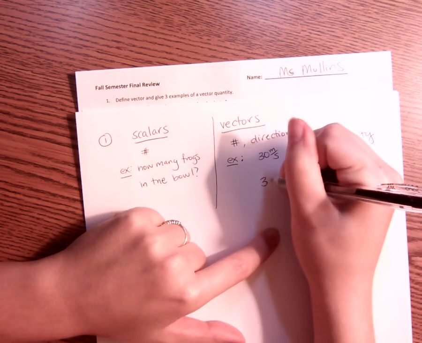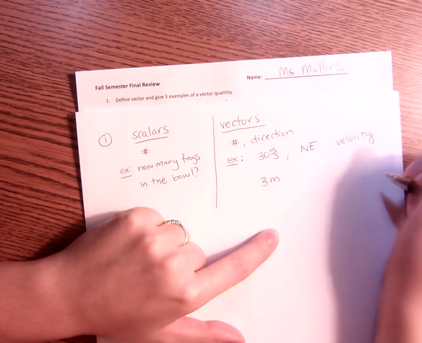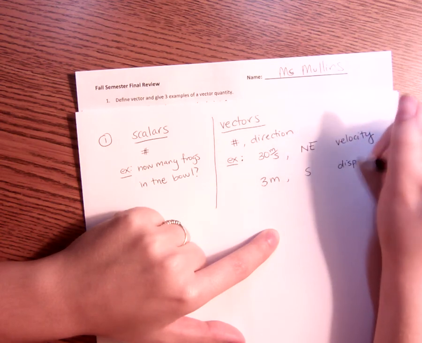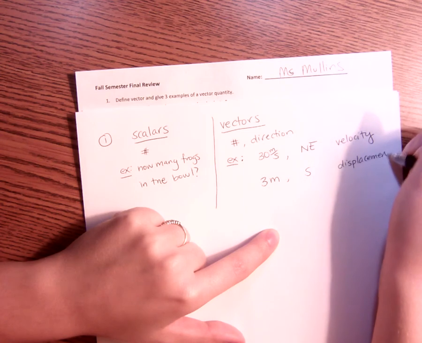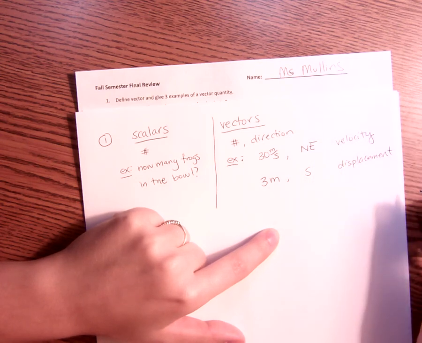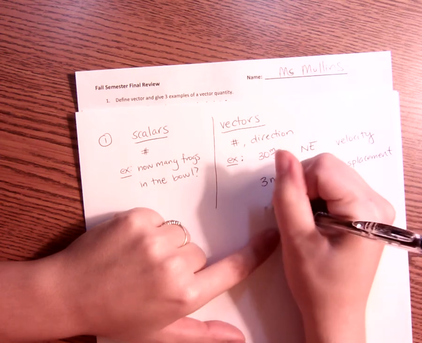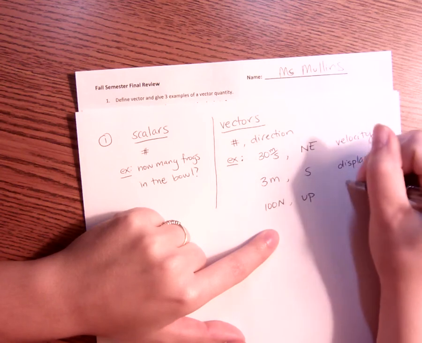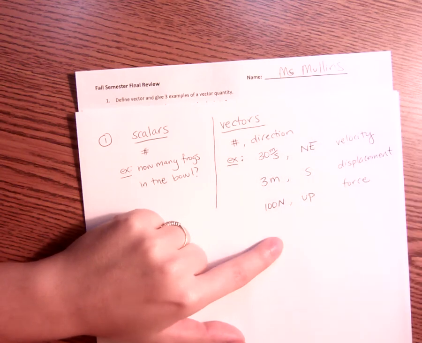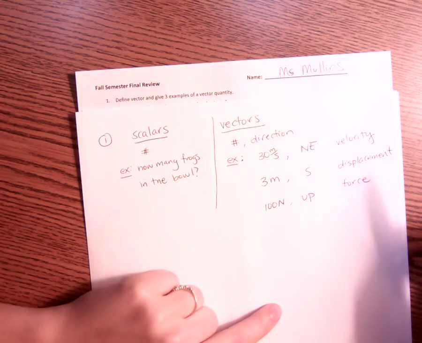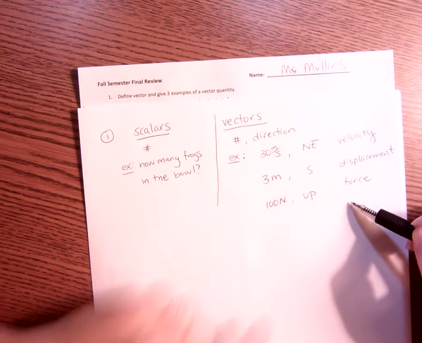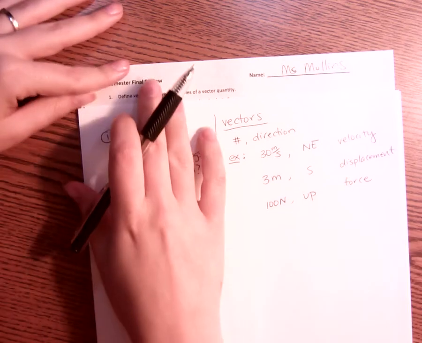I could say that I walked 3 meters, south. That would be another example of a vector. That would be a displacement vector. And finally, let's say I push 100 newtons up. That would be an example of a force vector. All right, so velocity, displacement, and force are all vectors that we've used so far this year. So let's look at number 2.